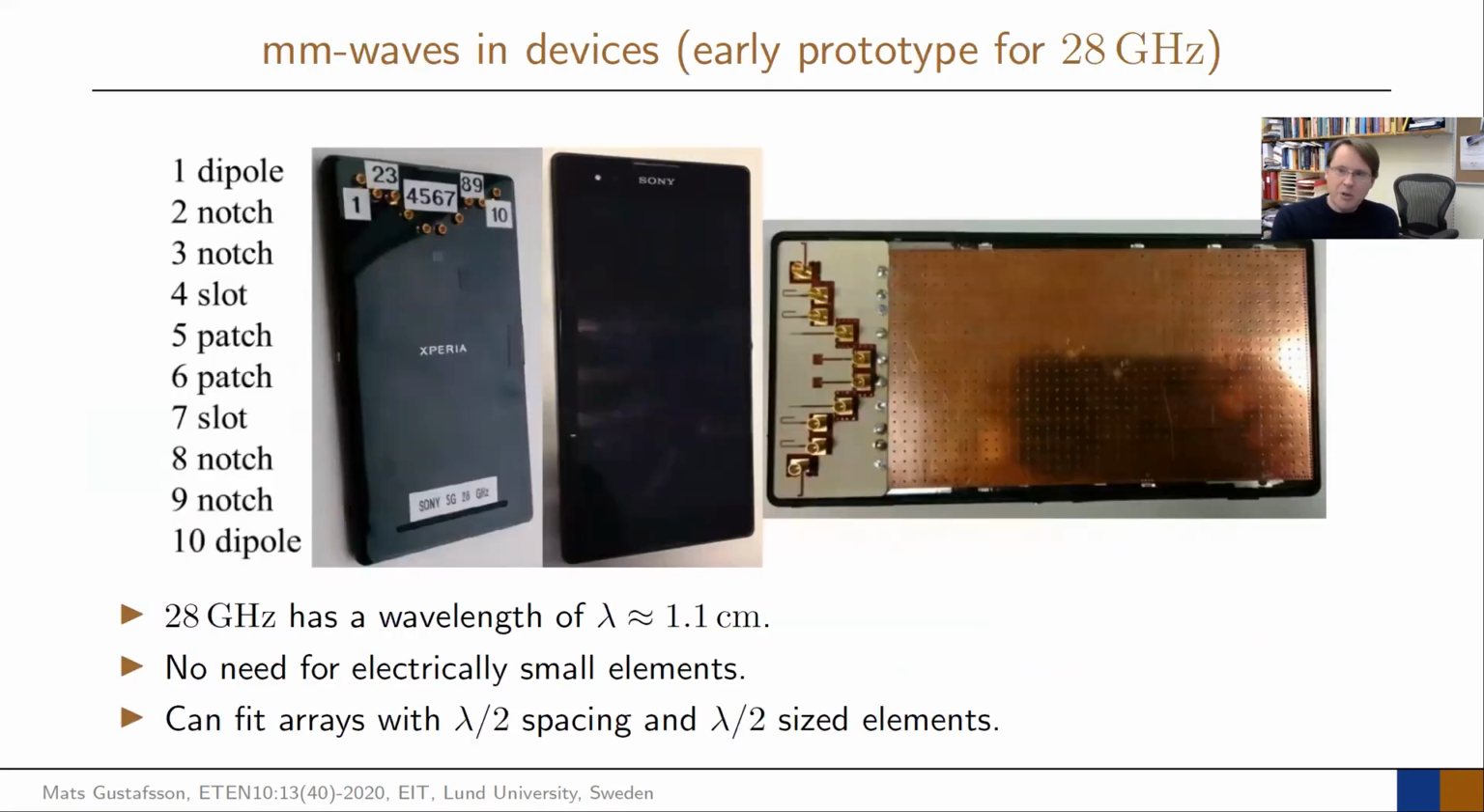And here is some view of what this can look like. This is also an early prototype of 28 gigahertz. This is, I think, 3 years ago. So a lot of tests, because of course now you shrink the size. The wavelength is now 1 centimeter, if you think 30 gigahertz. And that means half a wavelength is 5 millimeters. So actually there's a lot of space.